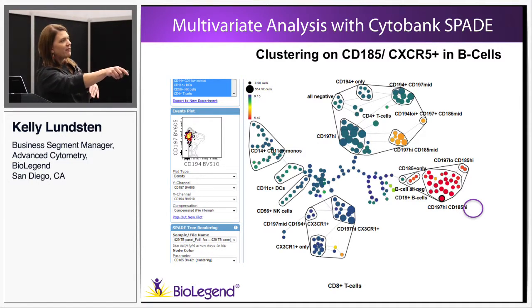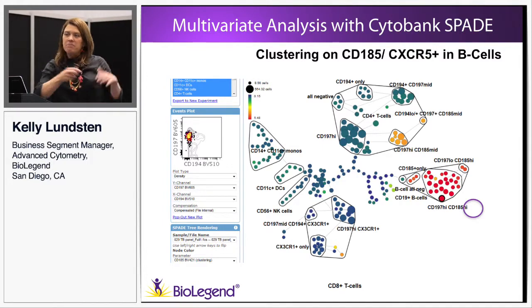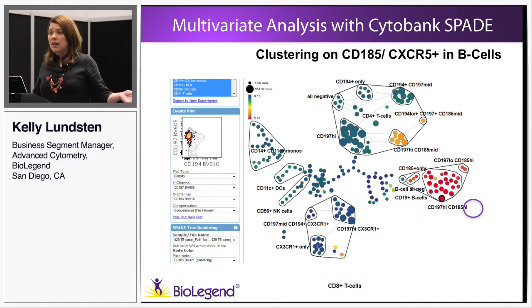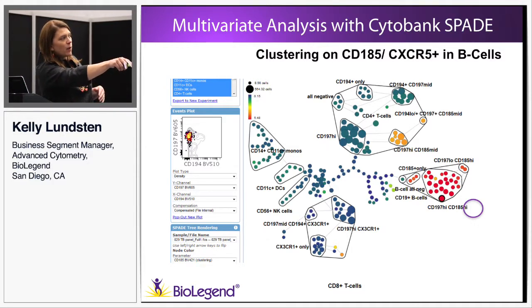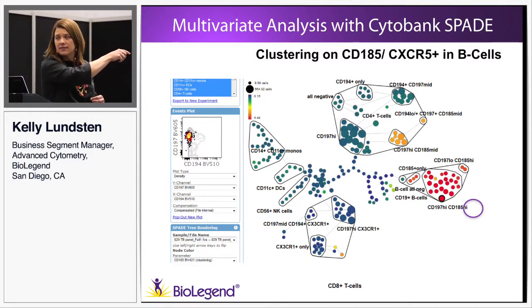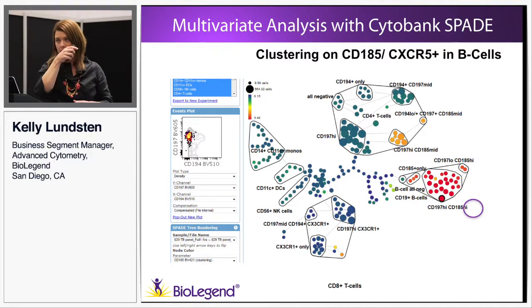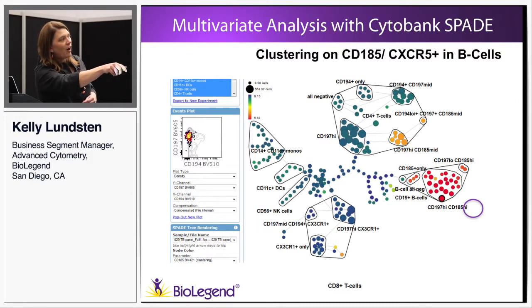But when I click on those cells there, I can go to this bivariate over here, and choose to look at whatever other parameters I want to look at for this CD185 high population. So in this instance, I can plot it against CD194 and CD197 and see that, yeah, he's CD185 high. He's also CD197 positive, but he's not CD194 positive. He is a phenotypically distinct subpopulation. And then I look at all of his neighbors. They're all identical to this.